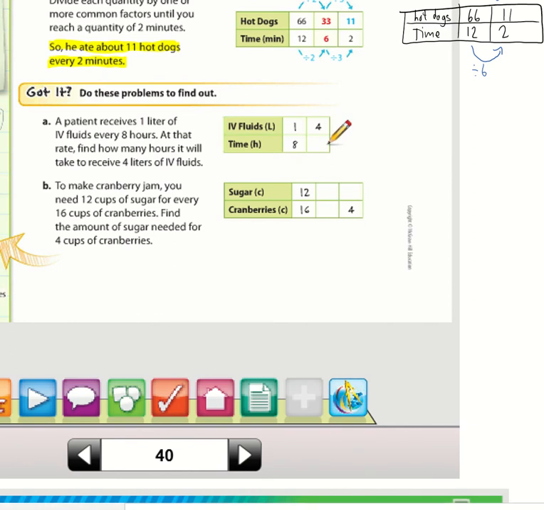Okay, so this is a patient receives 1 liter of IV fluids every 8 hours. At that rate, how many hours will it take to receive 4 liters of IV fluids? Well, if I went from 1 to 4, it's going to be 1 times 4. So whatever I do to the top, I'm going to do the same exact thing to the bottom. So 8 times 4, I have 32 hours. So my final answer is going to be 32 hours.